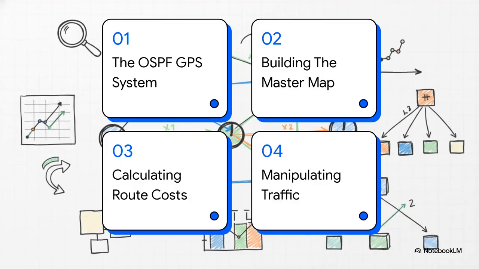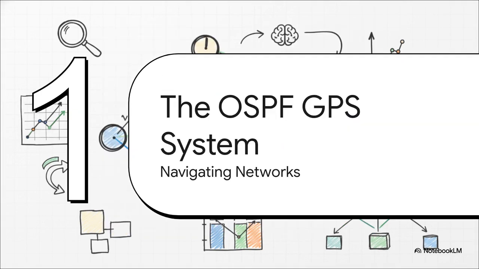Here is our roadmap for today. We've got 1. The OSPF GPS system. 2. Building the master map. 3. Calculating OSPF route costs. And 4. Manipulating network traffic paths. Let's get to it. Section 1.